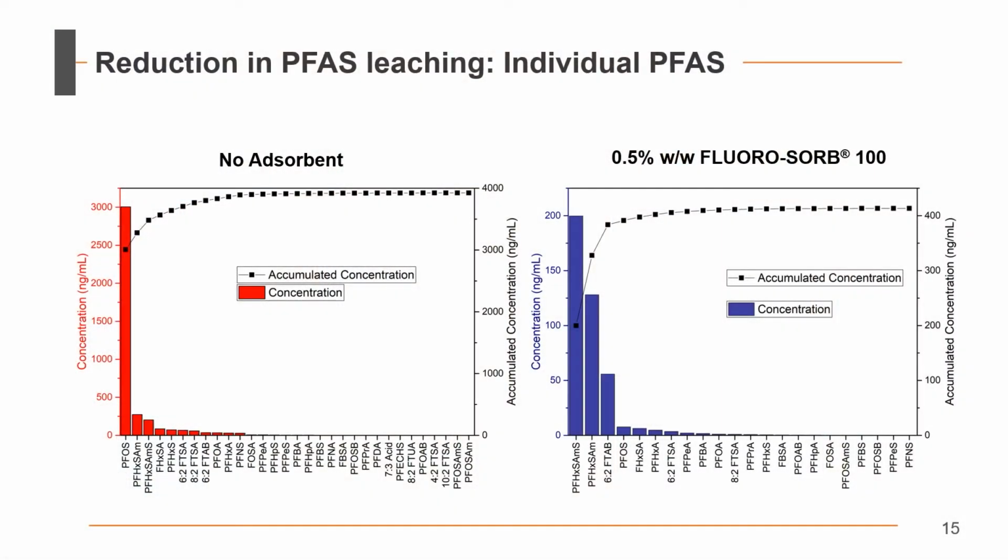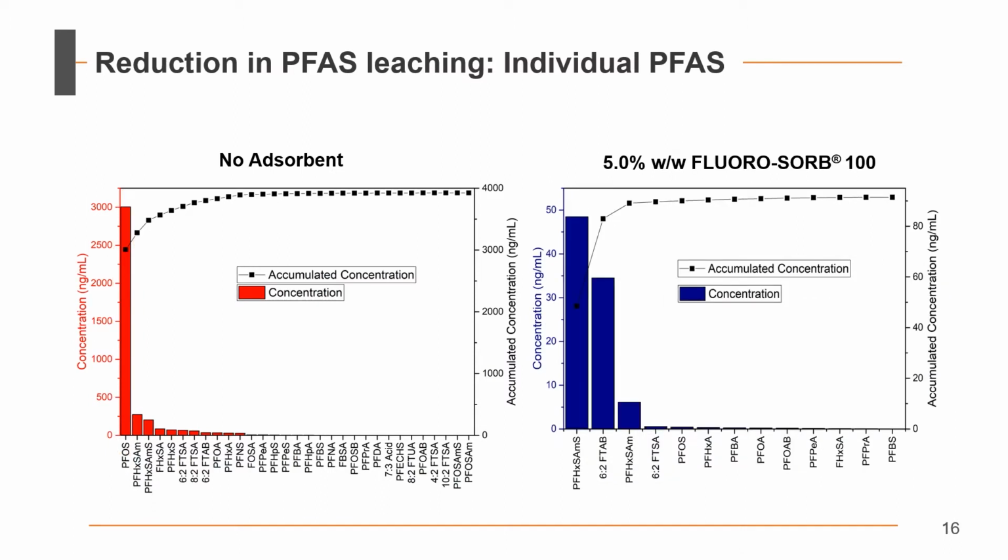Let's look at the entire profile for this particular soil. On the left, no sorbent, that's a leaching profile, and PFAS was the dominant one. After adding 0.5% FLUORO-SORB 100, PFAS goes from 3,000 parts per billion down to about 10 parts per billion, so it falls behind the other PFAS. If we increase further to 5%, PFAS was reduced to less than 1 part per billion, so 99% removal.